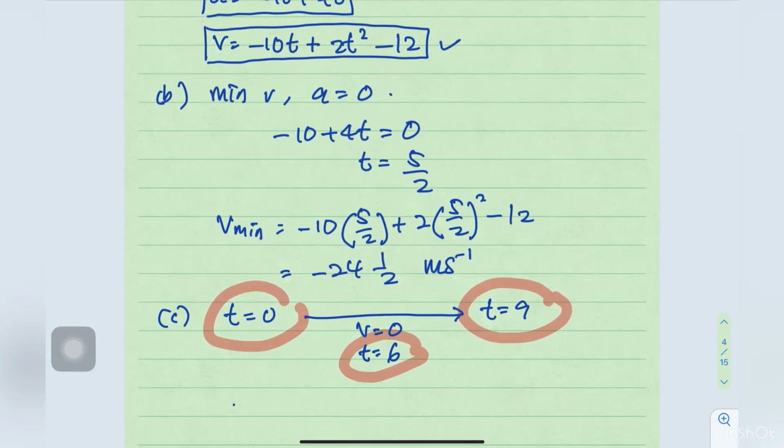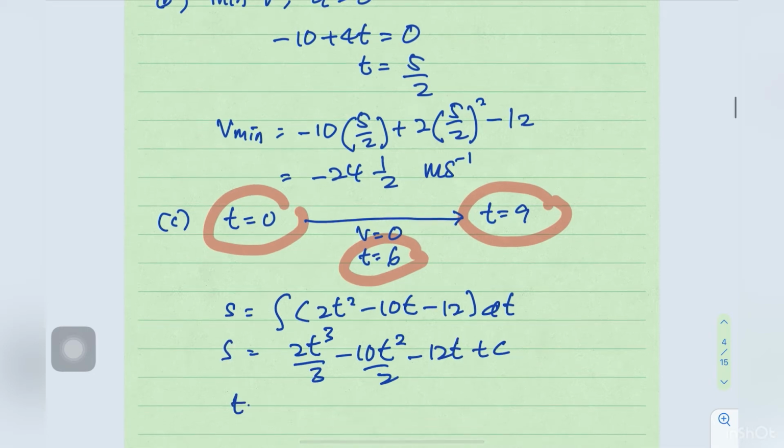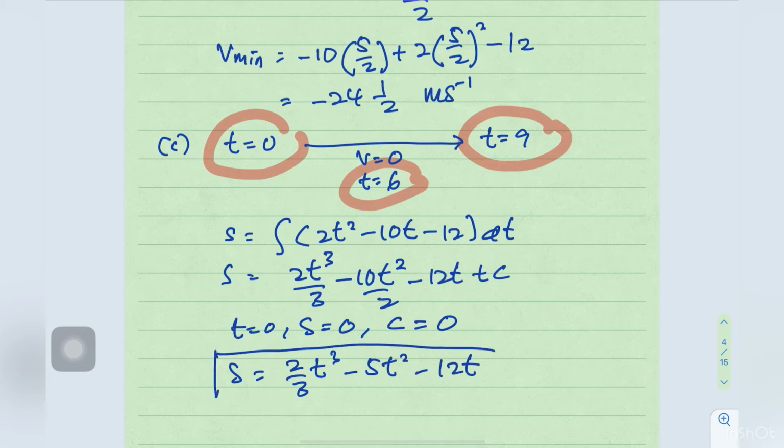So s is the integral of v. Okay, so v is 2t squared minus 10t minus 12. I rearrange. Then s equals 2t cubed over 3 minus 10t squared over 2 minus 12t plus c. When t equals 0, s equals 0, then c equals 0. So s is 2 over 3 t cubed minus 5t squared minus 12t. This is the function of displacement.